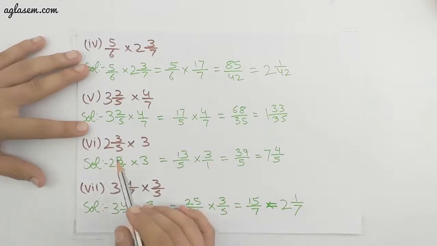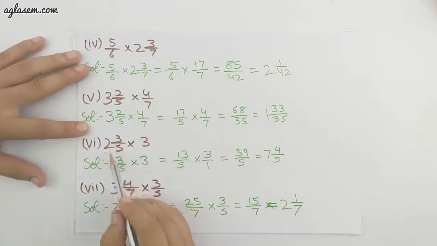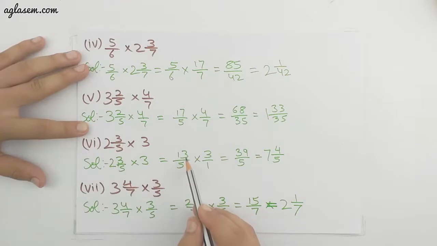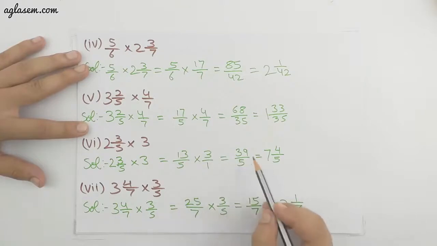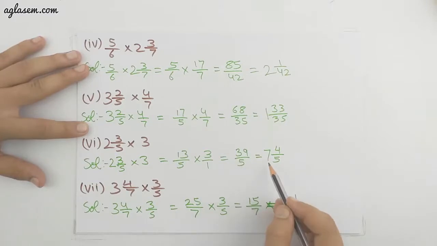In this, we have to first convert this mixed fraction into an improper fraction, which is 13 upon 5, and the whole number will turn into 3 upon 1. Now if we multiply 13 by 5 with 3 upon 1, we will get 39 upon 5, which is an improper fraction. Again, we will change it into a mixed fraction, which is 7 whole 4 upon 5.